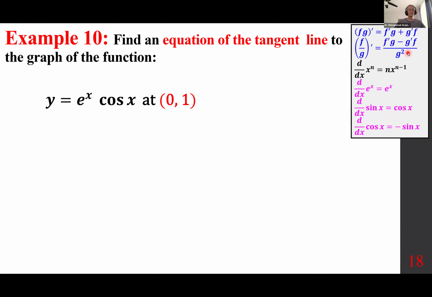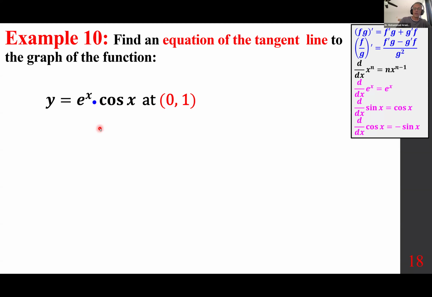So we want to find the equation of a tangent line to the graph of the function y equals e to the power of x times cosine x. So first and foremost, we notice that we are given a point, we need to find the slope. To find the slope, we have to differentiate. To differentiate, this is the product of e to the power of x and cosine x. We put a dot in between.